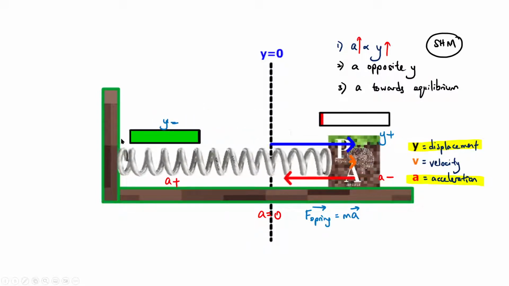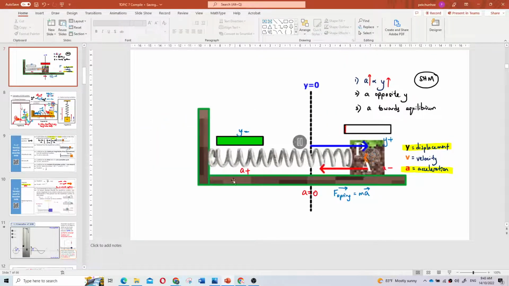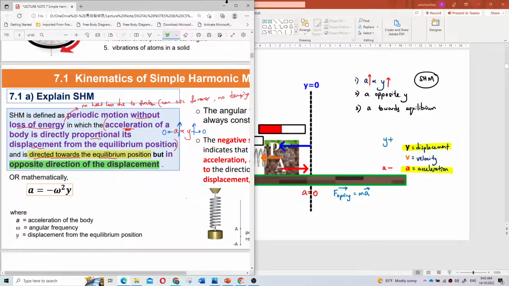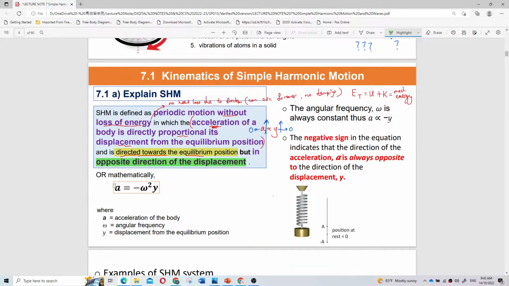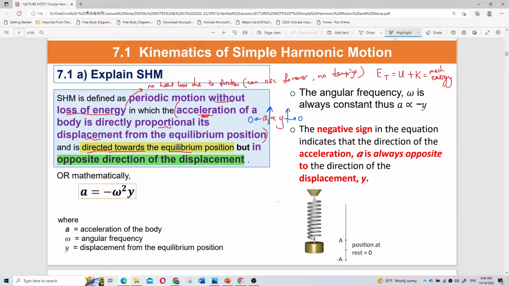Now look at the notes here. This whole thing can be summarized in this equation. This equation explains the whole thing. You see, when displacement increases, acceleration increases. They are directly proportional. The acceleration is directly proportional to displacement.